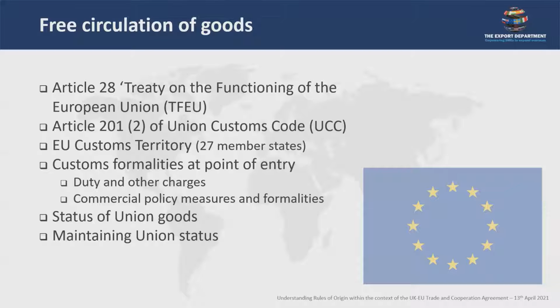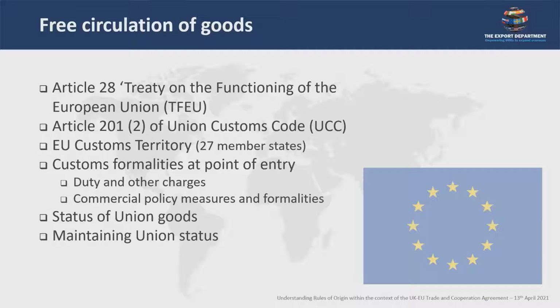Once those goods are imported into the EU, they're granted union status. So they are free to circulate throughout the remaining 27 member states, or 26 member states now, as it would be. But should they be exported, they might lose their union status unless they're exported via transit or some other kind of customs procedure.